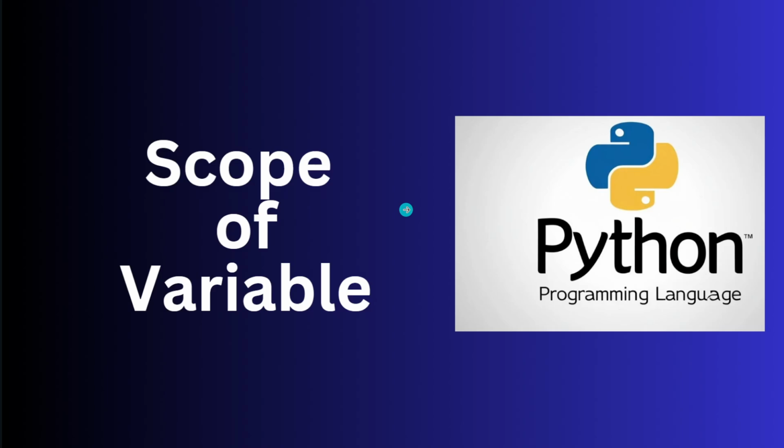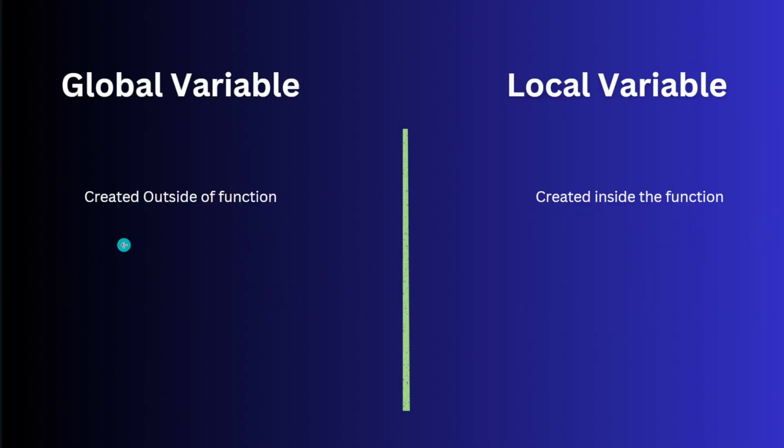Scope of a variable. So what does scope of a variable mean? Ideally, scope is defined as the accessibility of that variable: from which places this variable can be accessed will be defined as the scope of a variable. In Python it is divided into two different types: one is the global variable and the second is the local variable.